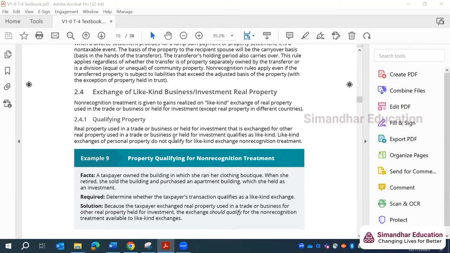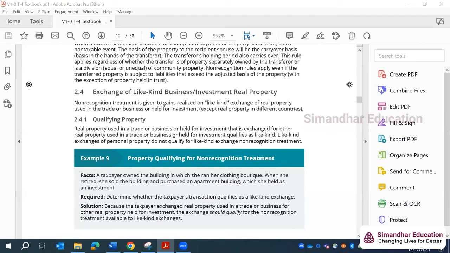Real property is your land, your building, your warehouses, and your personal property is your machinery, your desktop, your laptops, all right? All those are your personal property. So back in year 2013, when I was preparing for my CPA exam, like kind exchange was also applicable on the personal property. So you could exchange your laptop for another set of laptops, or you could exchange your desktops with another set of desktops.